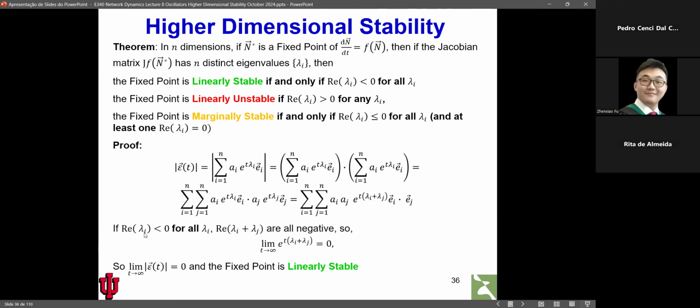If the real part of lambda_i is less than 0 for all lambda_i's, then the sum of them is also negative, and then the limit as t goes to infinity is going to be equal to 0. So the limit of epsilon, the modulus of the perturbation, is going to be 0 as t tends to infinity, and the fixed point will be linearly stable.